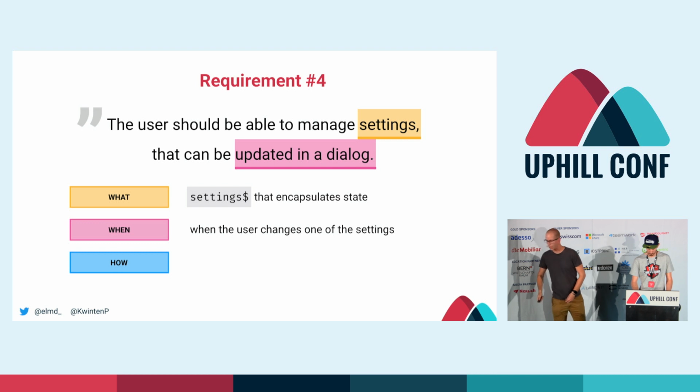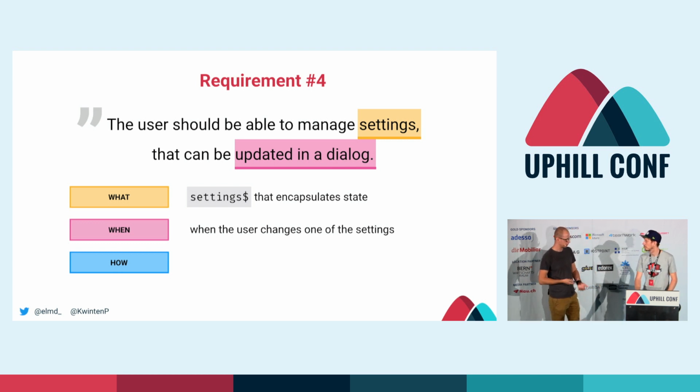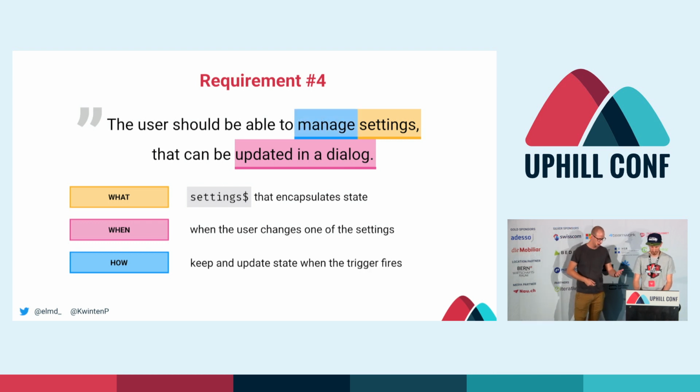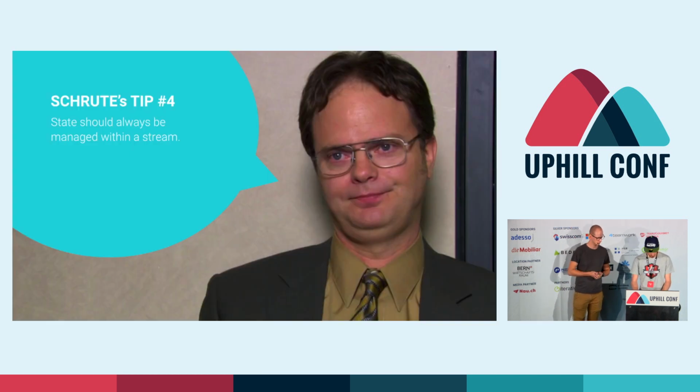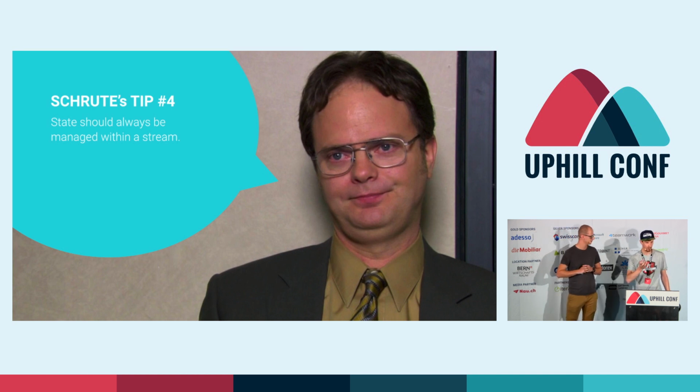So how are we going to do this? Well, we need to manage that state, and luckily we have RxJS, which has quite a lot of operators to do so. So maybe you can implement it. Let's try to implement this. Before we do that, we have another Shroot's tip. Shroot says state should always be managed within the stream, just to make it more predictable and less unexpected behavior.